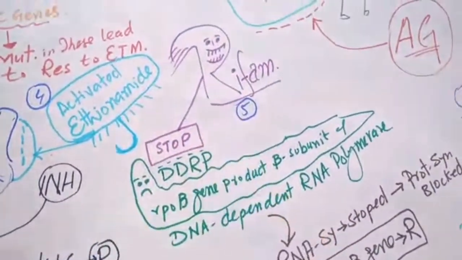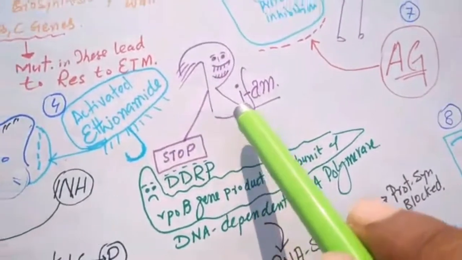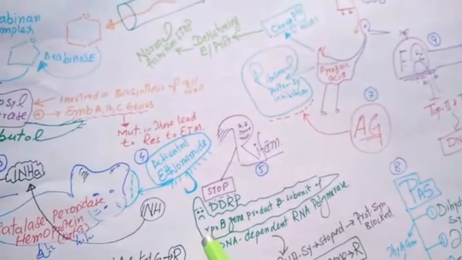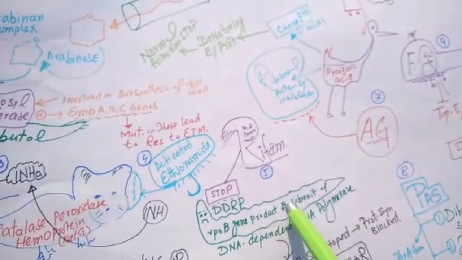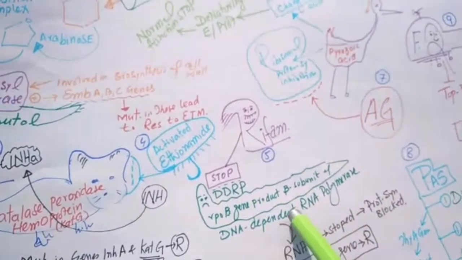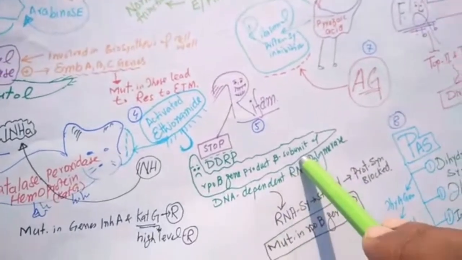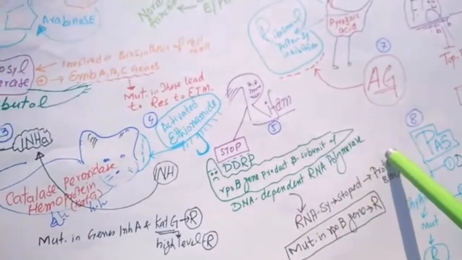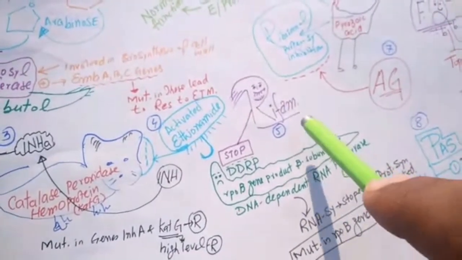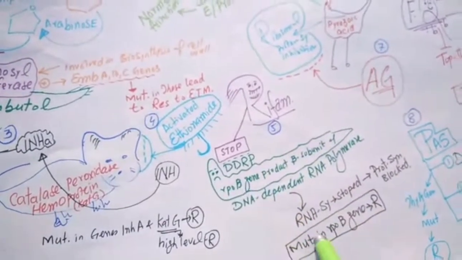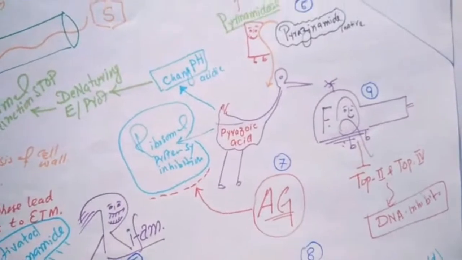The fifth drug is rifampicin or rifampin. This rifampicin blocks the DDRP, the beta subunit of the RPOB gene product. It binds with the DDRP, DNA-dependent RNA polymerase, and blocks these enzymes, which are responsible for RNA synthesis. So RNA synthesis is stopped and protein synthesis is blocked. Mutation in the RPOB gene is responsible for resistance toward rifampicin.